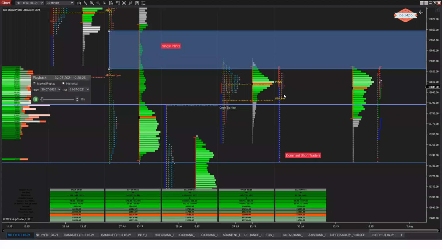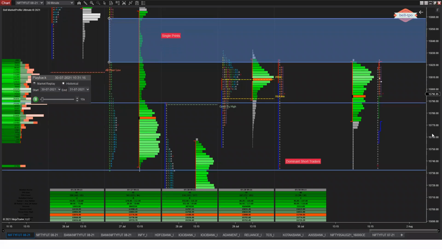One of the key things market profile could teach you is what kind of opportunities are there in the market. Is it a small opportunity or is it a big opportunity? That kind of evaluation one can do with the market profile. Look at the structure here. Price is still trading back and forth.